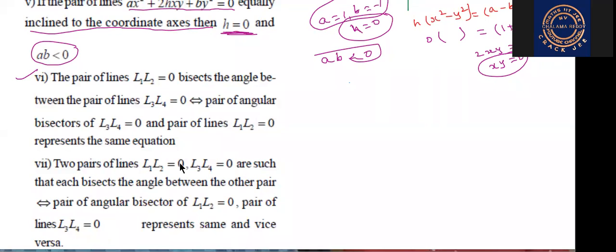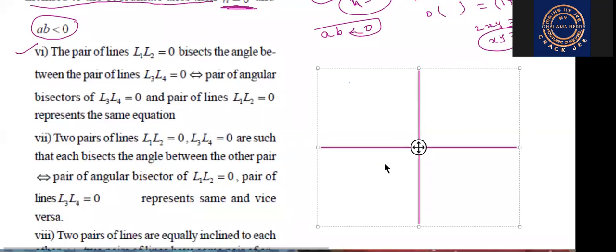The pair of lines L1, L2 is equal to 0 bisects the angle between the pair of lines L3, L4 is equal to 0. That means the pair of angular bisectors of L3, L4 is equal to 0 and the pair of lines L1, L2 is equal to 0 represent the same equation. See the diagram, then you will understand.